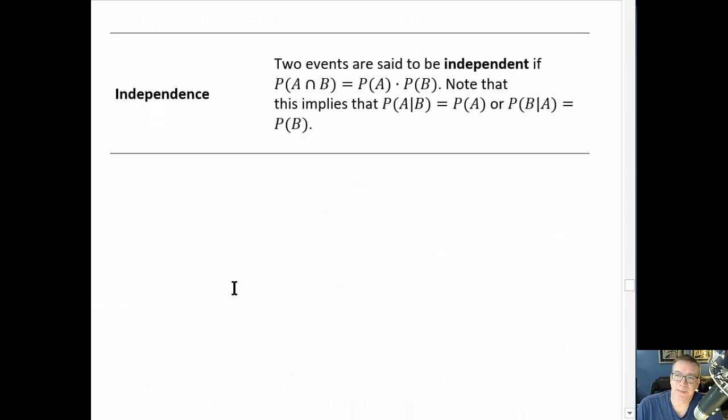Okay, so 2 events are said to be independent if the probability of the intersection of A and B is equal to the probability of A times the probability of B. Note that this implies that the probability of A given B is equal to the probability of A, or the probability of B given A is equal to the probability of B.